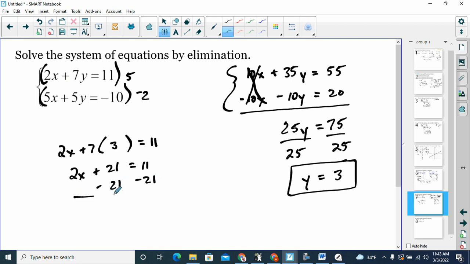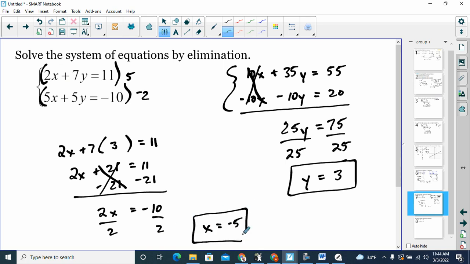Subtract 21 from both sides. 11 minus 21. One's positive, one's negative, so we subtract them. 21 minus 11 is 10. The bigger number was the negative one, so negative 10. Dividing both sides by 2 gives me an x value of negative 5. Y equals 3, x equals negative 5.